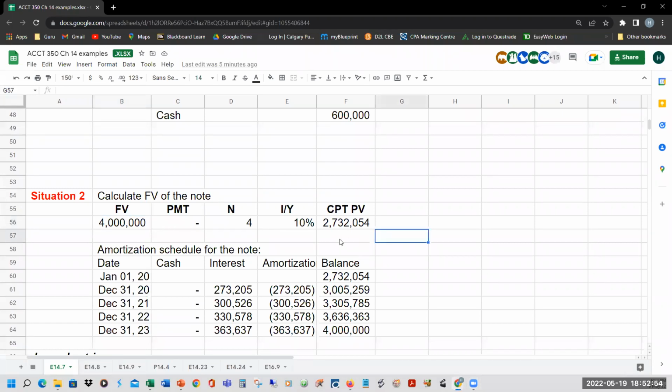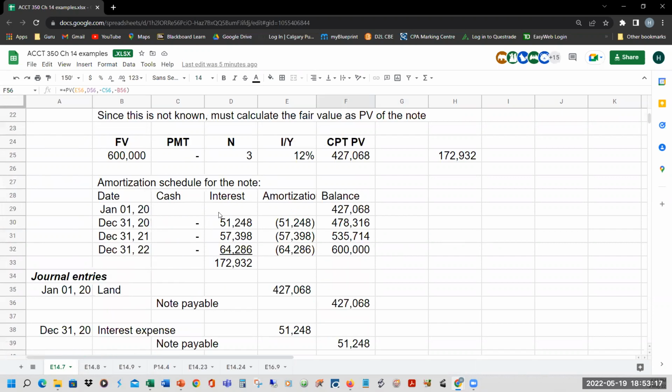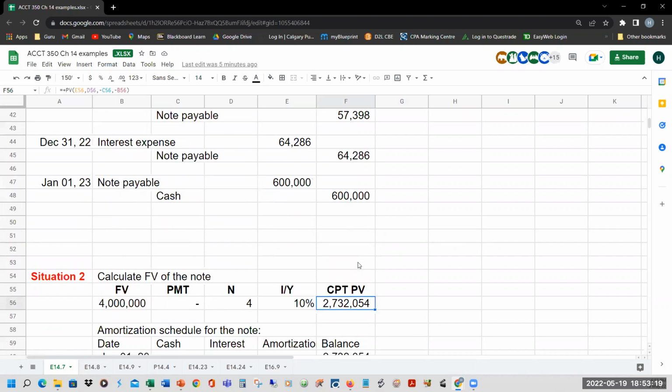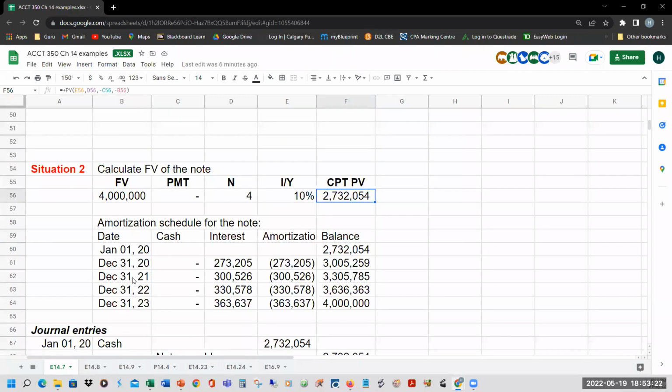All right, while I wait for Mehak to type in her question, I'll just walk us through this piece here. So $4 million is the face value. There's no payment. N is 4 here. The market rate would be 10%. Using that, we calculate a present value of $2,732 and change. And just like we prepared an amortization schedule for the earlier one, if you prepare one for this note, you'll see that it gets amortized over the four-year period.